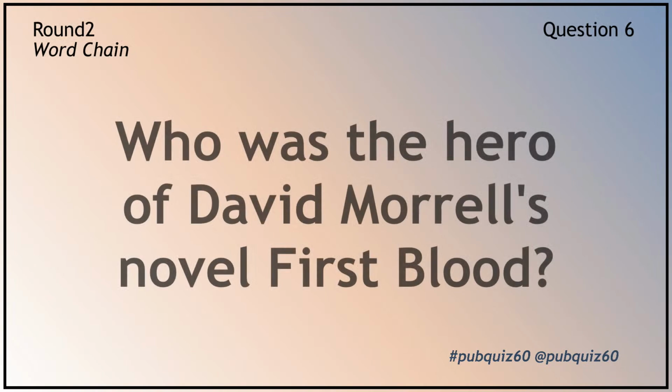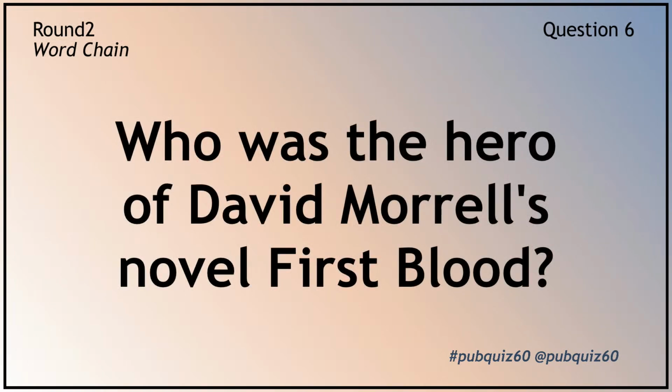But going back to the single point questions, and again part of the word chain, question 6 for 1 point. Who was the hero of David Morrell's novel First Blood? Again, 20 seconds on the clock on that. And the start letter or letters of this will be the end letter or letters from the answer to question 5, not the bonus question.